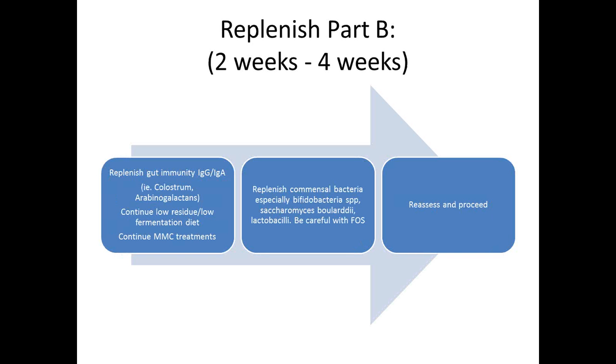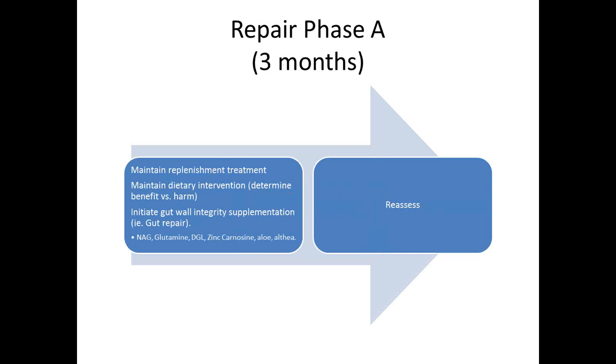and then go into another phase of replenishment where I'm addressing gut immunity. I usually use immunoglobulins to help with secretory IgA levels and continue some of the stuff we've already been doing. And then I begin to replenish the microbiome at this stage. I use Saccharomyces and Lactobacillus and Bifidobacteria. I'm very careful with FOS at this stage as well. And then finally, if they're doing well after that phase, I'll start them on repair, which is gut repair type formulas, things that we think help with gut binding, like zinc carnosine, NAG, such as N-acetylglucosamine, aloe, althea, various things to help with cell wall integrity and gut cell adhesion.